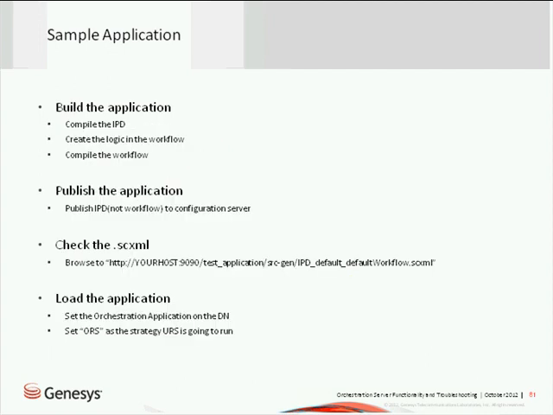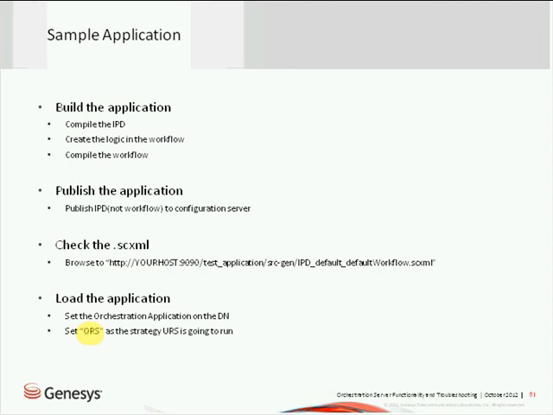So those are the steps. We build our application. The steps are: compile the IPD, create the logic in the workflow, compile the workflow. You're going to publish the application, again publishing the IPD and the workflow. You can check the SCXML just to make sure everything's okay. And you're going to load the application by setting the orchestration application on the DN, and by setting the strategy in the ORS section of that DN as well, with the value ORS.